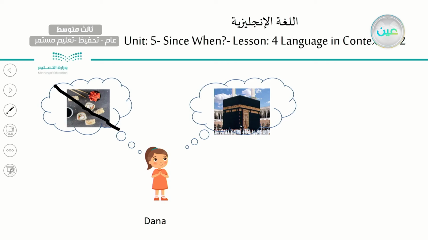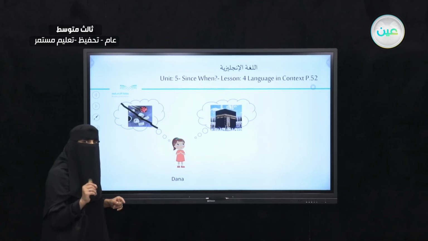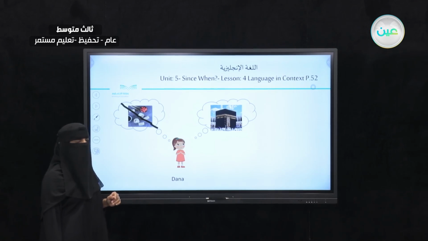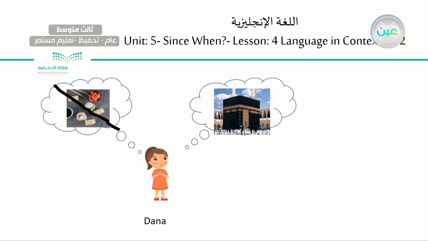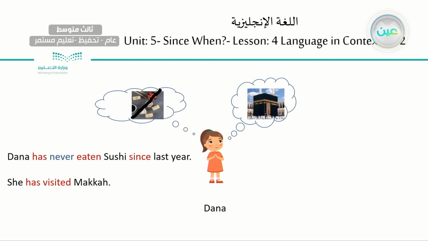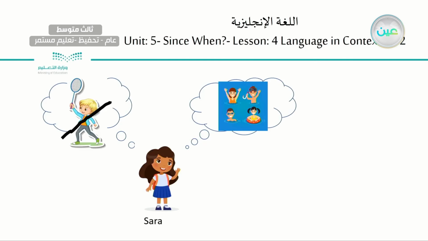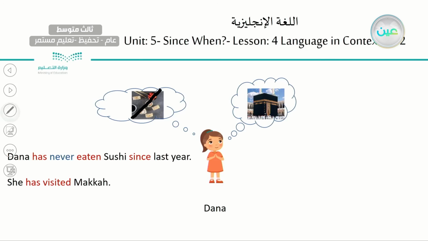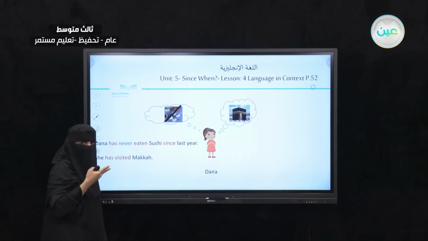Okay, how can we write sentences using the present perfect to write the statements? Think about it, write it down, and then let's see the answers together. Okay, for the first one here, something she didn't do. Okay, Dana has never eaten sushi since last year or for years. Okay, try when you write your statement to use for and since, because it's part of our grammar and we have to practice using it.